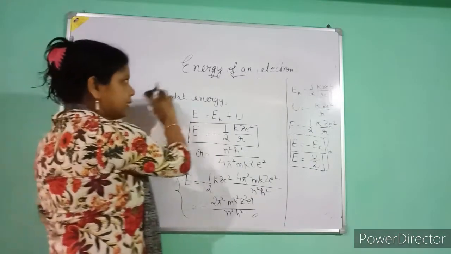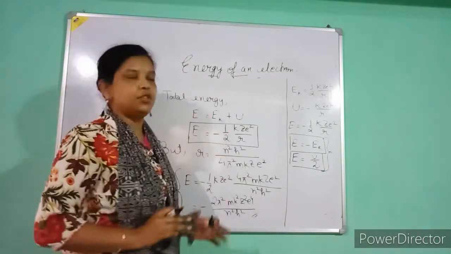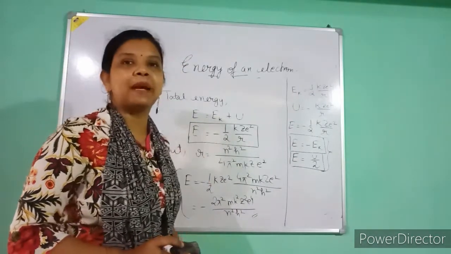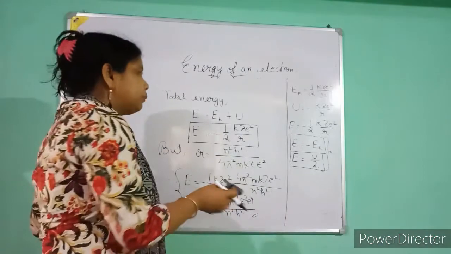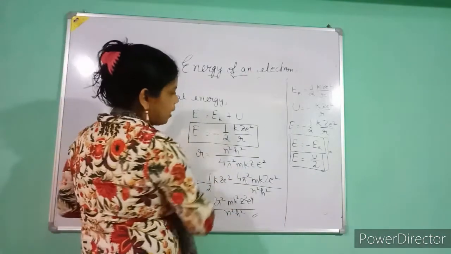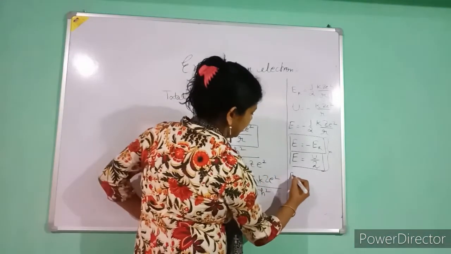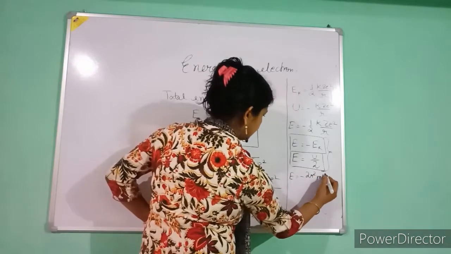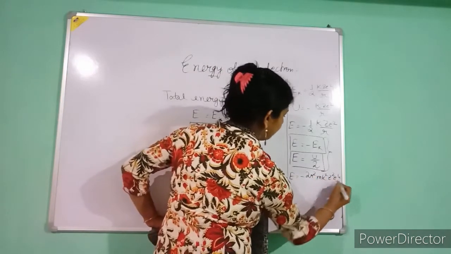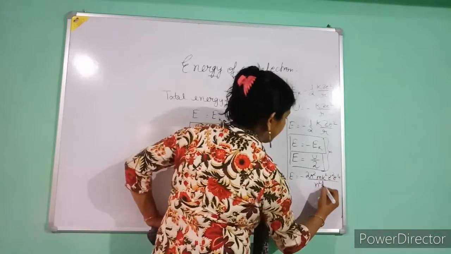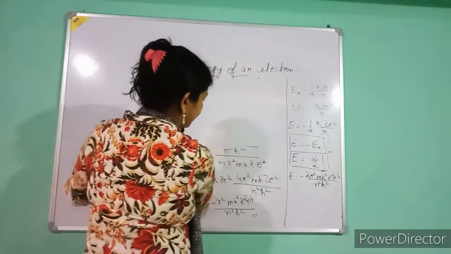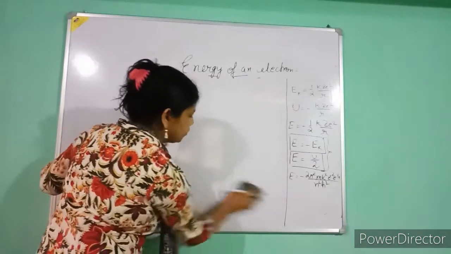Now, as I came to know about the energy of an electron, because of this energy there will be some spectral lines. So let's move to the topic, spectral lines. I will write this formula that I have already derived: minus 2 pi square m k square Z square e to the power 4 divided by n square h square. Whatever we have done, I have written there by the side of the board.